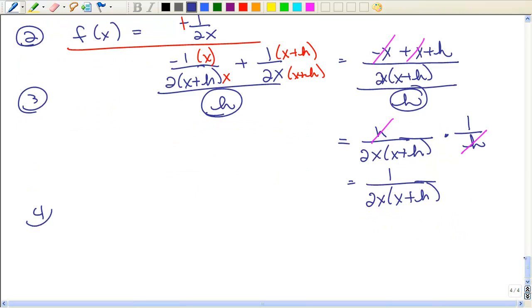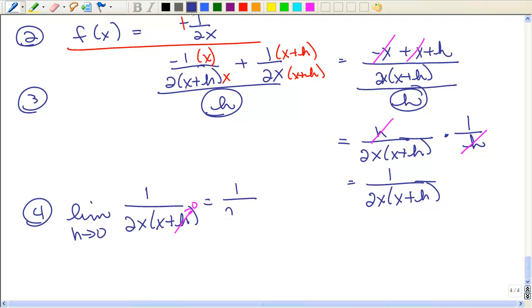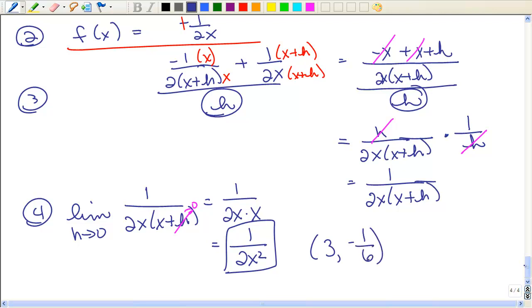And then the last step, I'm going to take the limit as h approaches 0. I have 1 over 2x times x, which is 1 over 2x squared. Now that is the slope of the tangent line, or in other words, that is the derivative. But the book wants us to go one step further. We're going to find the equation of the tangent line at this specific point.